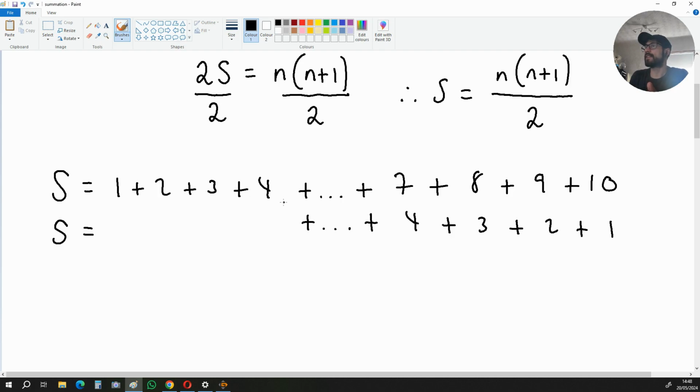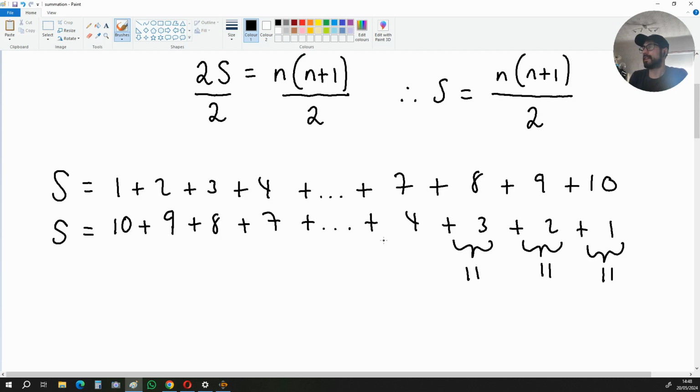plus this over here is going to be 7, isn't it? And then this over here is 8. This over here is 9. And this over here is 10. So we are going to add up both of these sums. 10 plus 1 gives us 11. 9 plus 2 gives us 11. 8 plus 3 gives us 11. 7 plus 4 gives us 11.